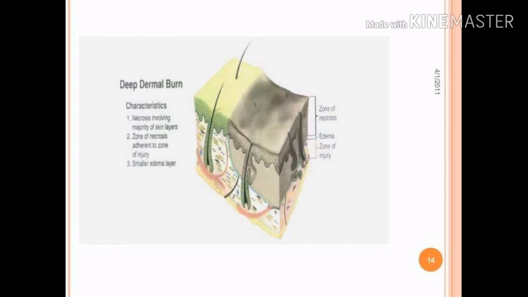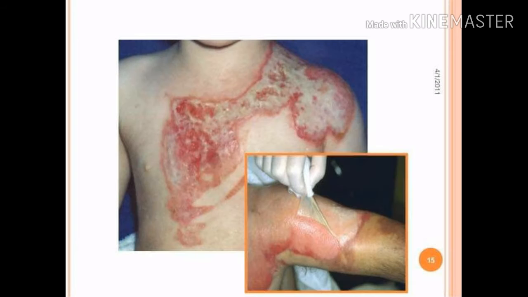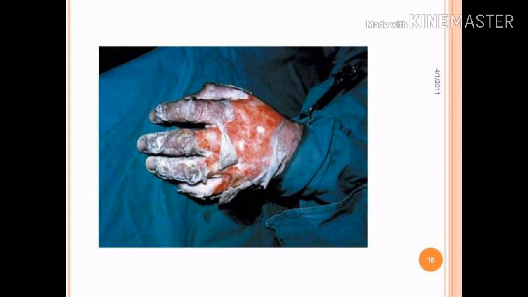The characteristics of deep dermal burn or second degree burn: necrosis involving the majority of skin layers, zone of necrosis adherent to zone of injury, and a smaller edema layer.